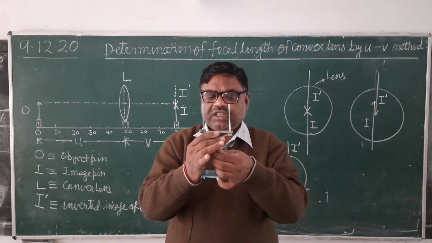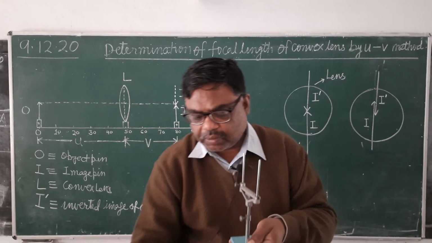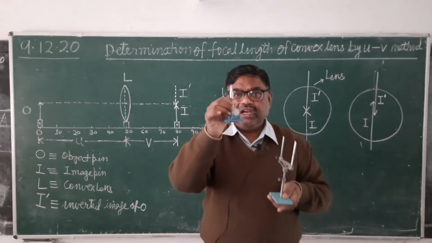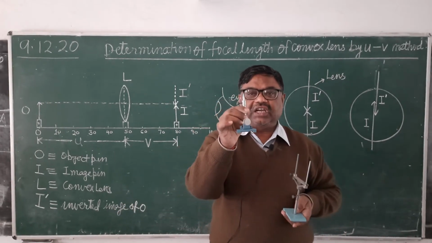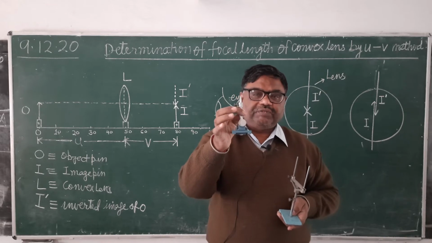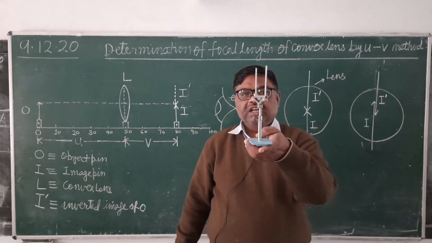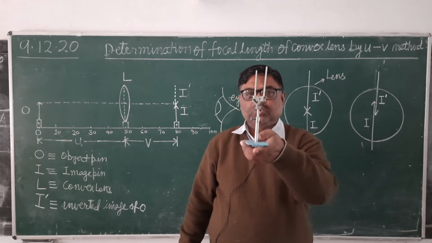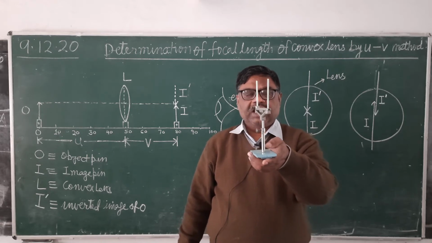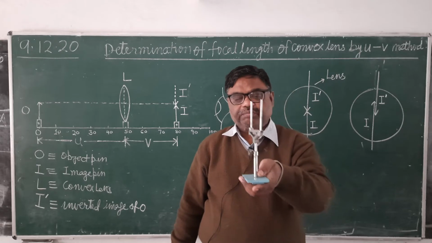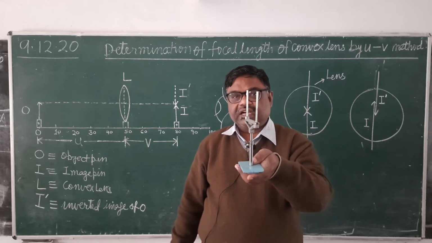But what is the difference between these two uprights? One upright is containing the optical pin, and there is a provision of the lateral movement screw. This upright is holding the lens holder, and there is no provision for the lateral movement.